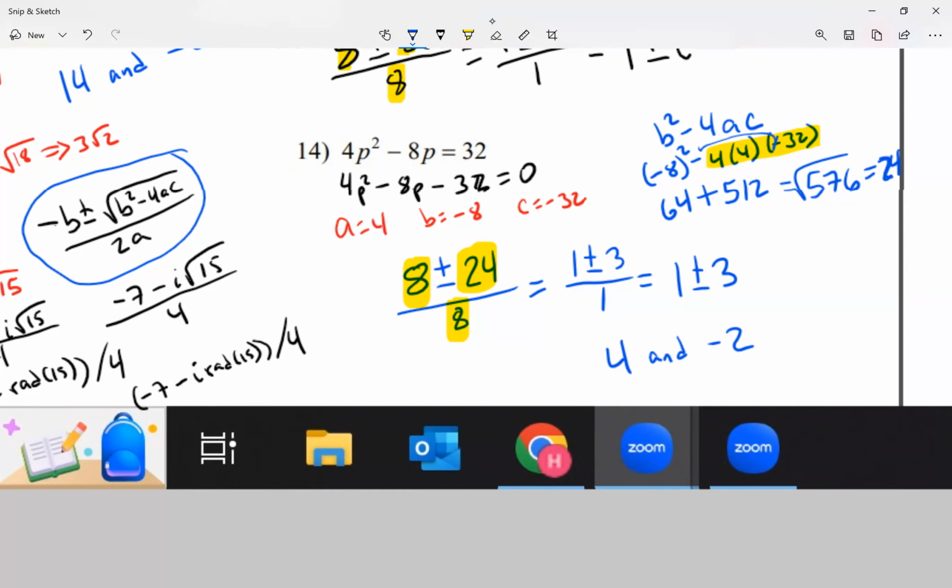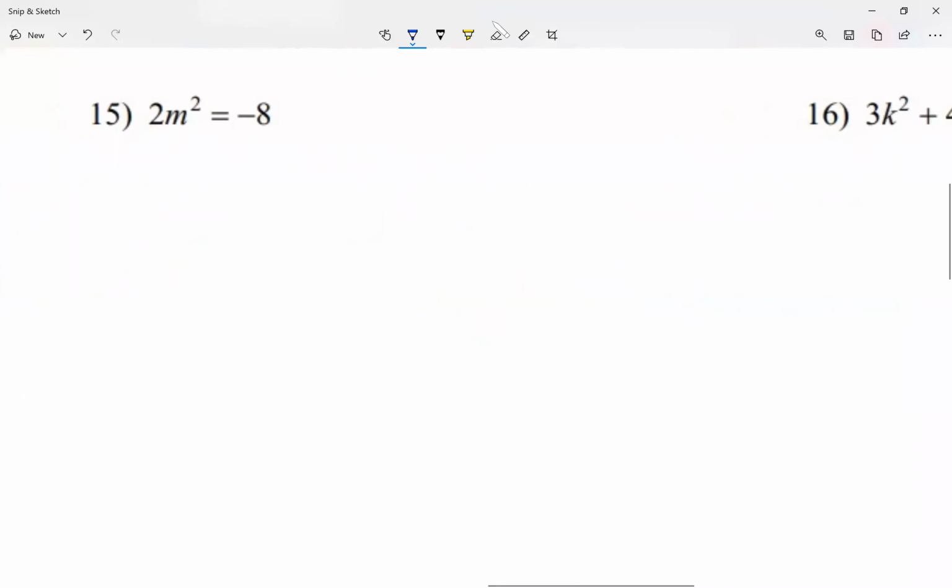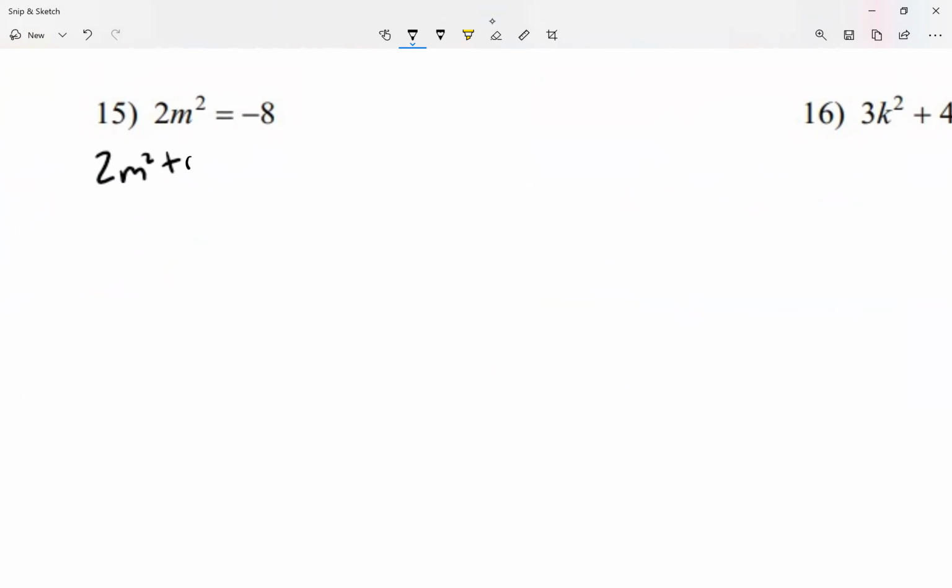Quadratic formula tends to be hard at the beginning, so let me do 2 more examples. Let's take a look at question number 15. I'm going to rewrite everything on the left side. So let me write this as 2m squared plus 0m plus 8 is equal to 0. Do notice that I moved that -8, so I wrote it as a +8. Remember, I need 3 terms, so do notice that for my m, I put a 0m.